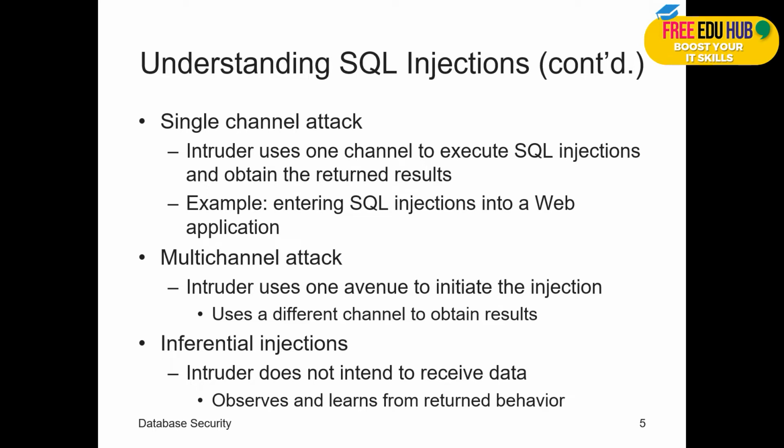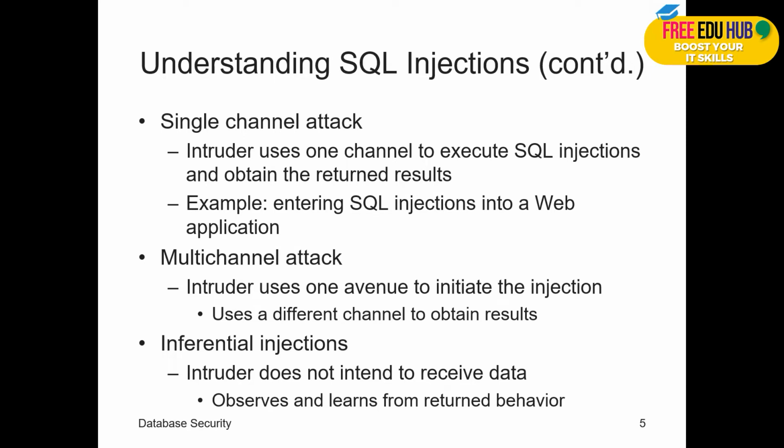A multi-channel attack is when an intruder uses one avenue to initiate the injection and uses a different channel to obtain the results. It means that they are using different channels to perform different operations. Maybe one task would be performed through the local database which is available on premises, and the other one could be through the web application which is hosted on the web servers. Now, not all intruders will have access to the local database. Maybe your local firewall is blocking access to that specific database since it's located within the organization.